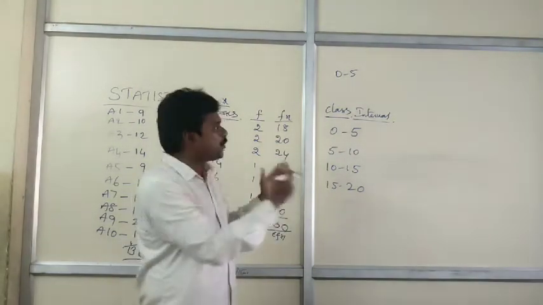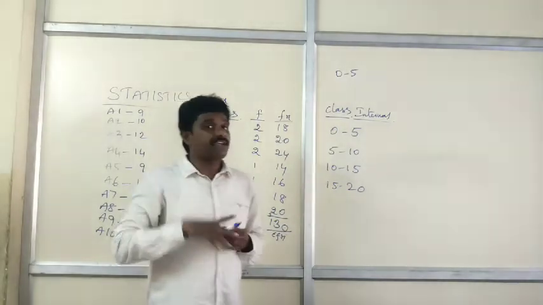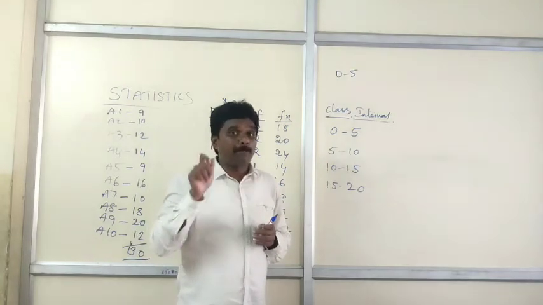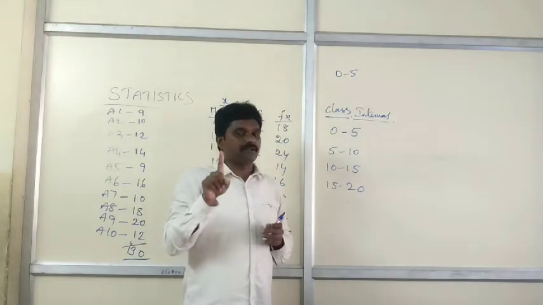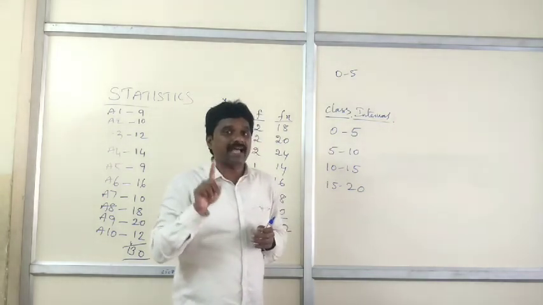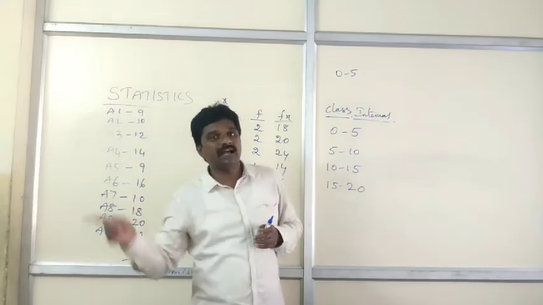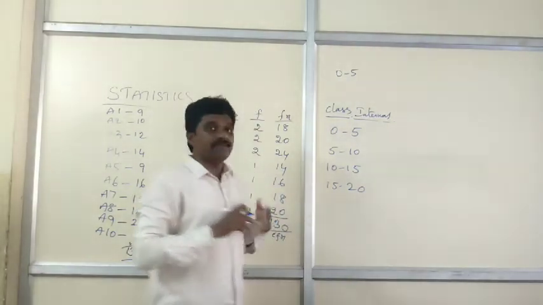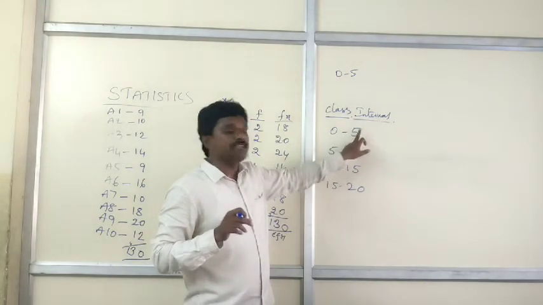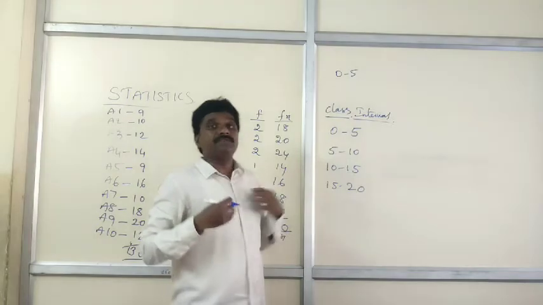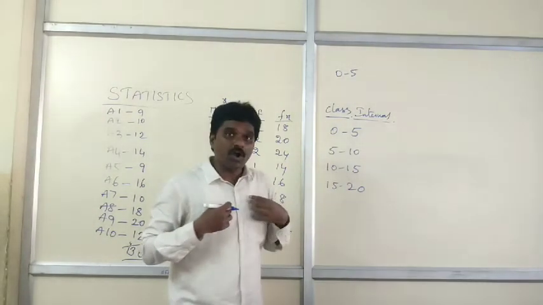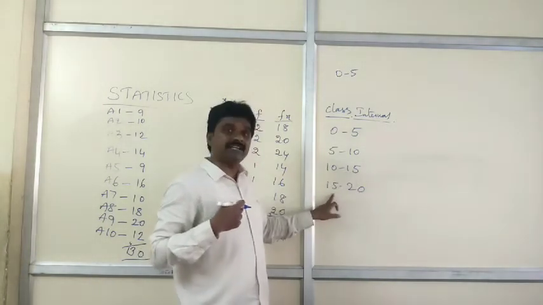When we are posting the marks in this group, you have to keep one important thing in mind. If a student gets a mark equal to the upper limit of the class, observe that: it should be posted in the next group. For example, if I got 5 marks, I should not be posted in this class. I should be posted in this class. If I got 10 marks, I should be posted in this class. If I got 15 marks, I should be posted in this class.